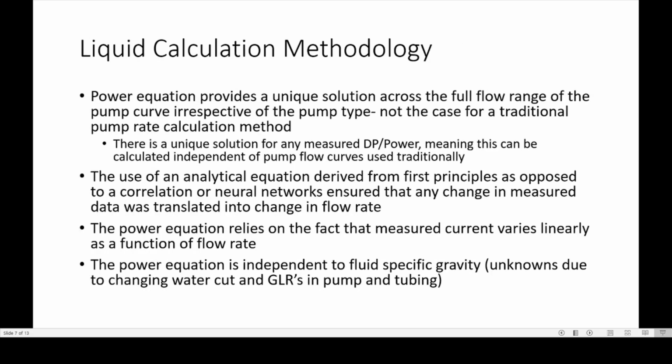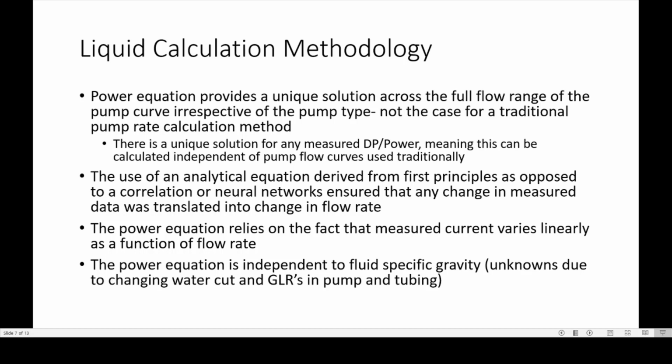I'll talk a little bit about the liquid calculation methodology, and it's really through the power equation. So that provides a unique solution across the full flow range of the pump curve irrespective of the pump type, not the case for the traditional pump rate calculation method. There's a unique solution for any measured dP power over power, meaning that this can be calculated independent of the pump flow curves used traditionally.